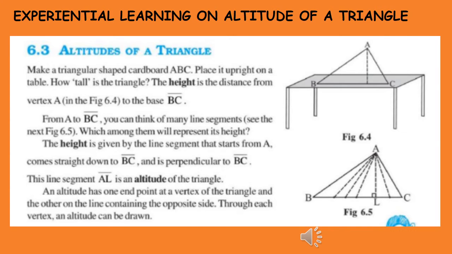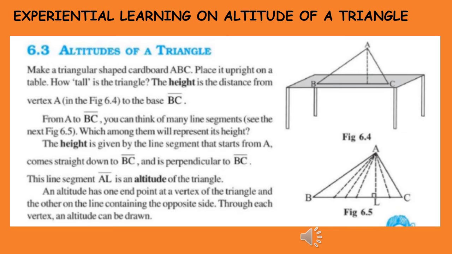Experiential learning on the altitude of a triangle. What is altitude? Now, we have cut a triangle ABC from a cardboard and it is placed upright vertically on a table. Now, how tall is the triangle? That means what is the height of its highest point from the plane of the table? That is its height or altitude. Now, the height is the distance from vertex A to the base BC.